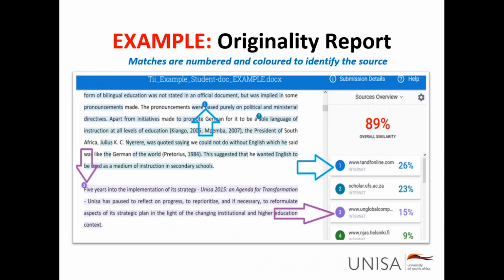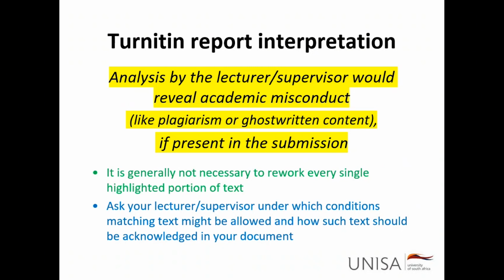It does not mean that it is acceptable just because it is less than 5%, because you do need to adhere to the instructions and the outcomes that have been set by the lecturer or supervisor for that specific submission. So always consider the purpose and expectation for that submission in this respect. Okay, so analysis is always done by your lecturer or your supervisor, and it is through analysis that any form of academic misconduct would be revealed should it be present within that specific submission.